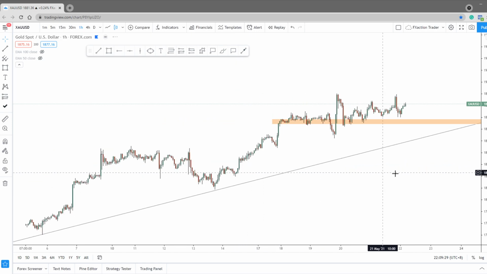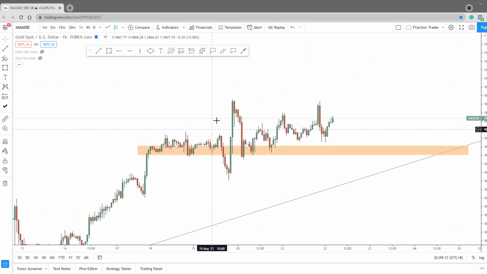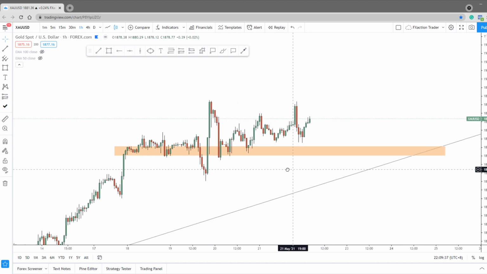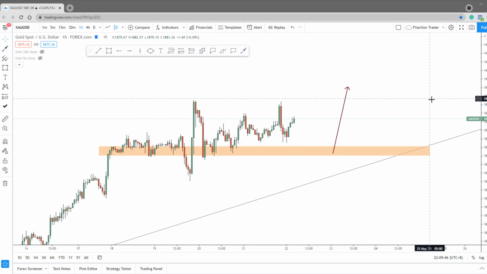All right, we can go to H1. On H1, market is sort of in a ranging or sideways condition. So as long as the support zone or this previous low at 1855 is not broken, I'm still long for this pair.